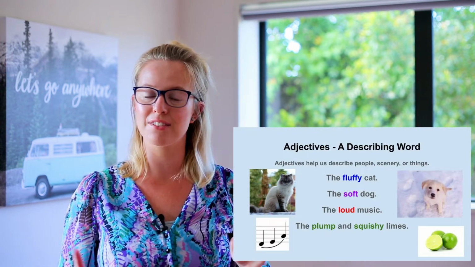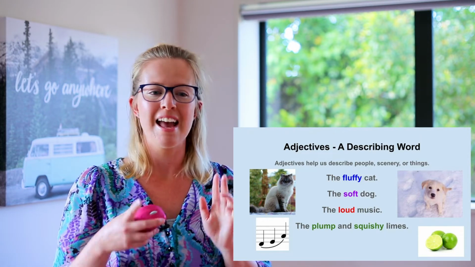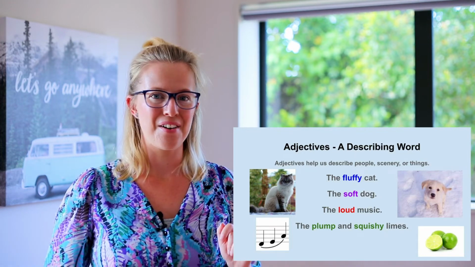Now that came to my mind because I was looking out the window and I can see some beautiful lime trees. So I thought I'd do a sentence about limes. So the words that are the adjectives in that sentence are plump, which means nice and fat, and squishy, which you know what squishy means. Alright, let's move on to our next language feature.